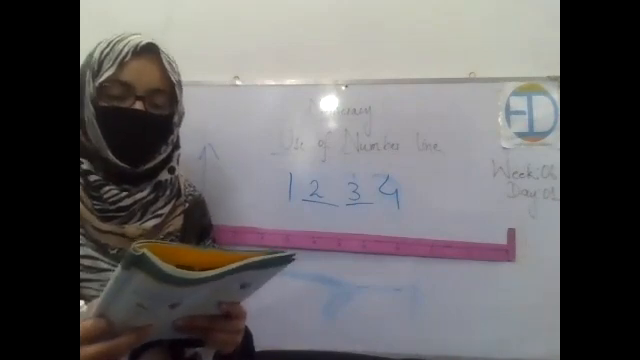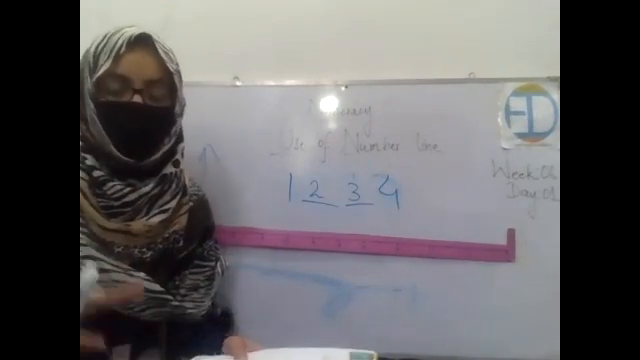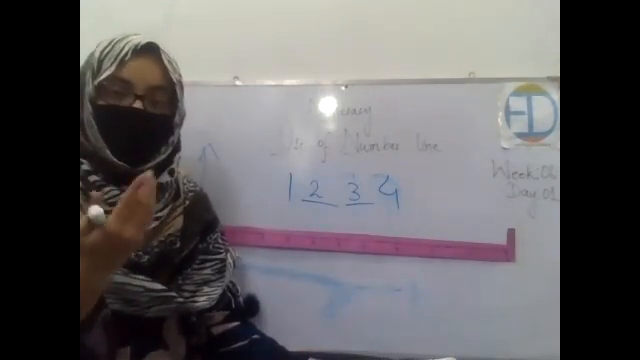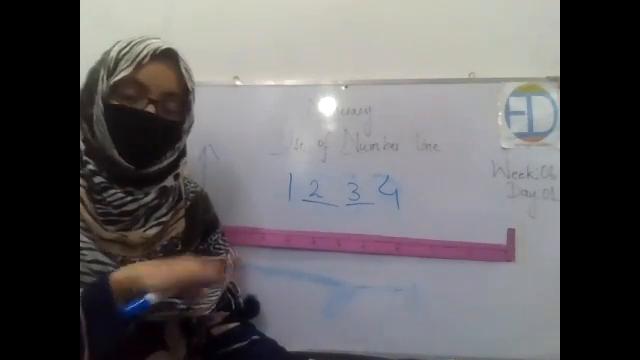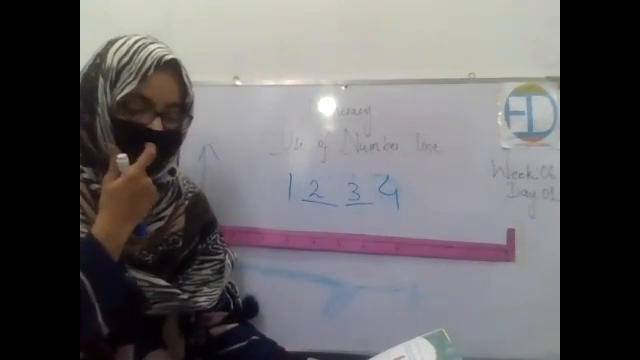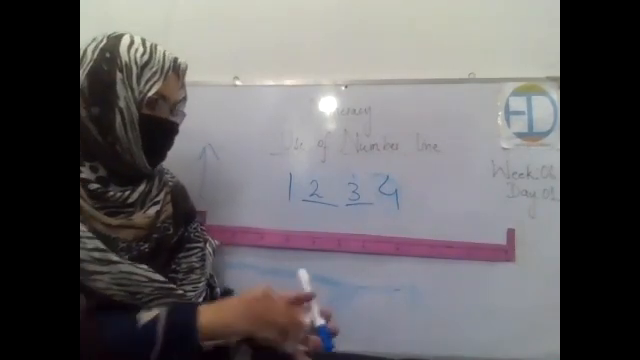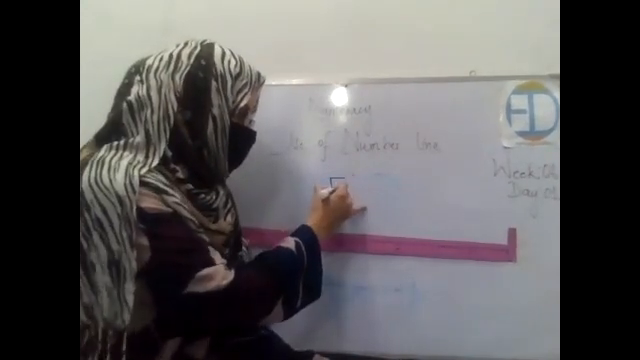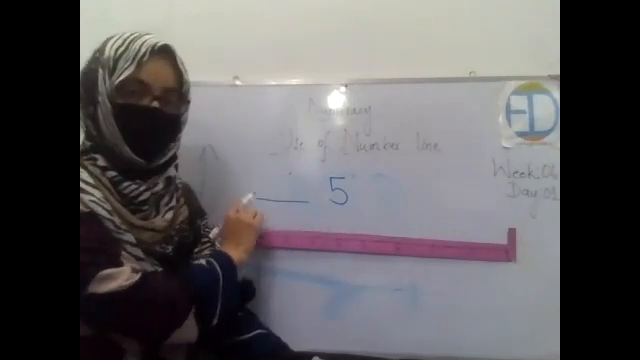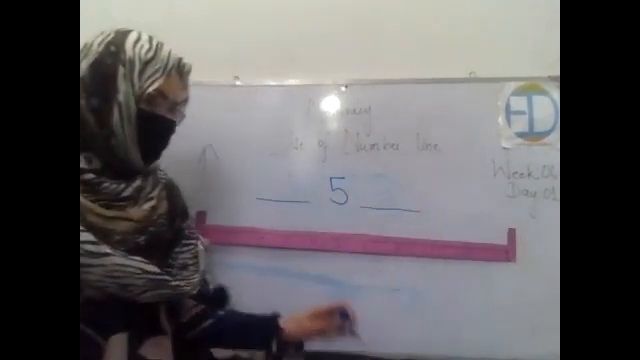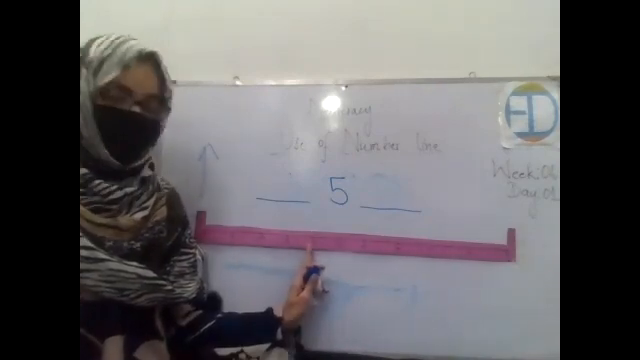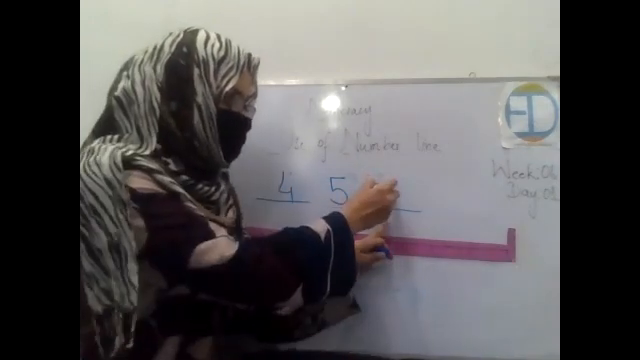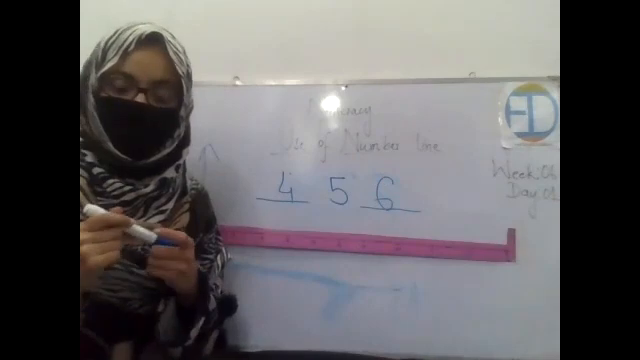The statement says, write the numbers before and after the numbers shown. Now, a number is given to you again, and you are supposed to write the number that comes before and the number that comes after it. Okay, let me solve a few for you. Let's say the number is 5. You are supposed to tell what comes before 5 and what comes after 5. So look at the number line. What comes before 5? It's 4. Excellent. And what comes after 5? It's 6. Got it? Very well done.